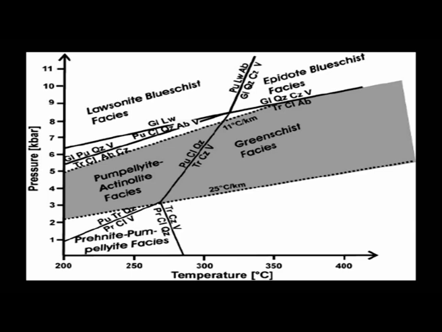Low grade metamorphic rocks are generally characterized by an abundance of hydrous minerals. With increasing grade of metamorphism, the hydrous minerals begin to react with other minerals and/or break down to less hydrous minerals.